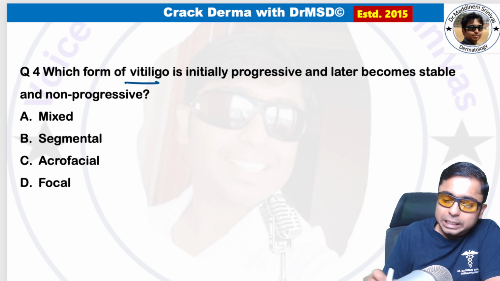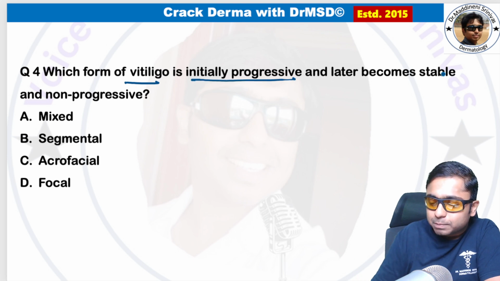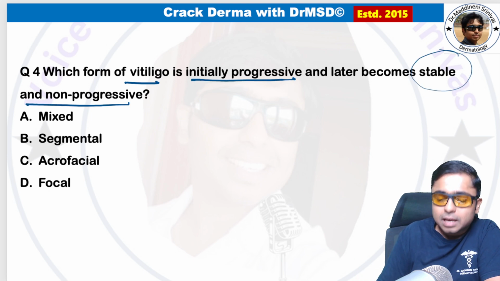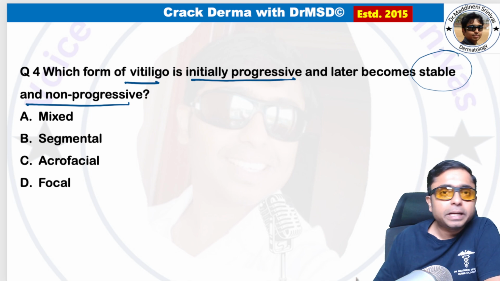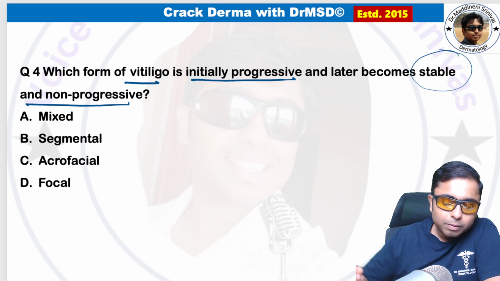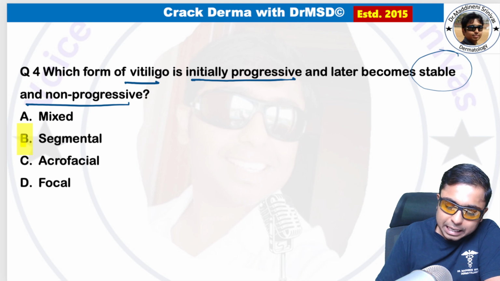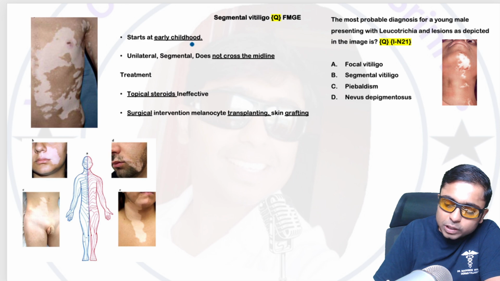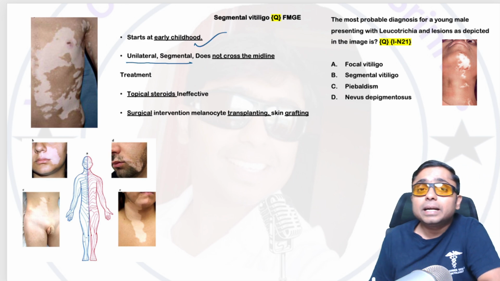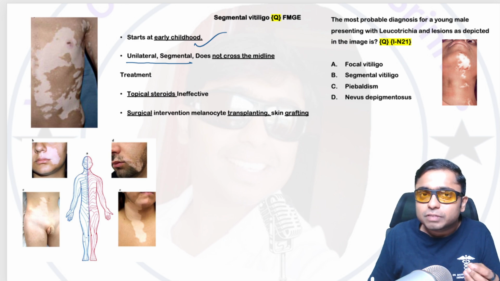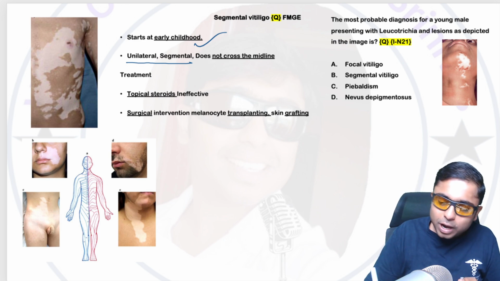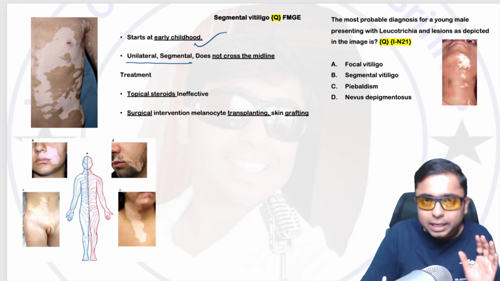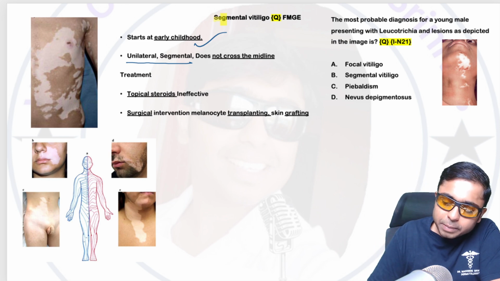Which form of vitiligo is initially progressive and later on becomes stable and non-progressive? This is a very important type of vitiligo which has been asked in recent years in various exams. In FMGE also it was asked. So if you have marked the answer as segmental vitiligo, you are absolutely correct. So remember, dear students, segmental vitiligo is going to start in early childhood and it is going to be unilateral and segmental. Can you remember any viral infection which is unilateral segmental? And if you have remembered it as herpes zoster, you are absolutely correct. Yes. So this condition, segmental vitiligo, is also going to be segmental and it will not cross the midline.